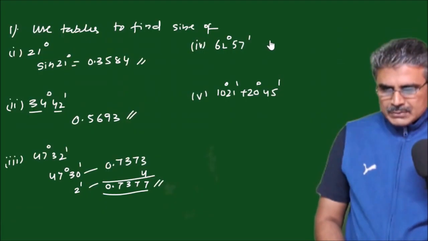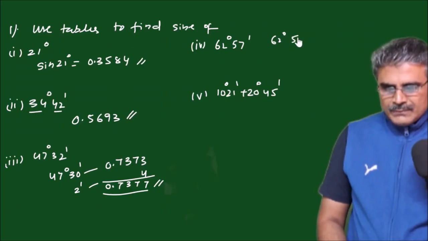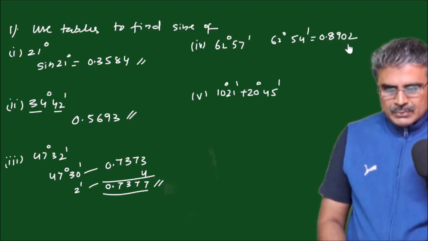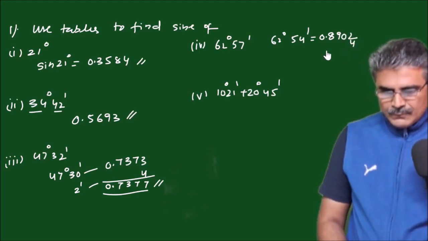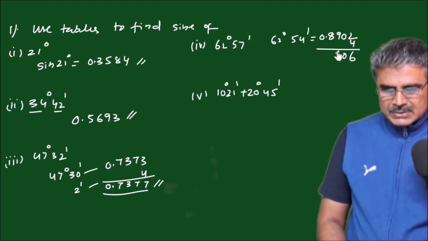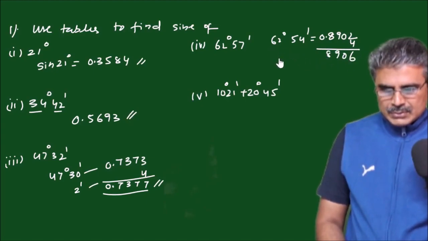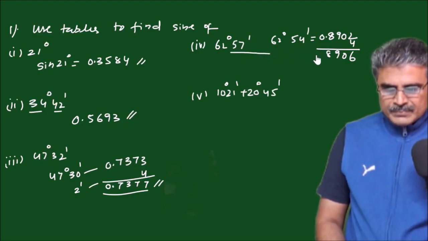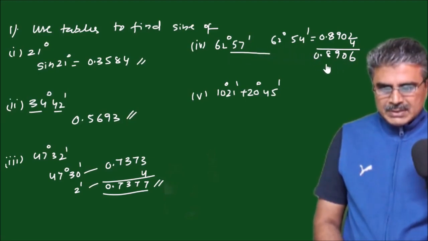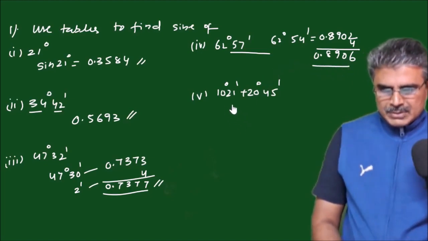8902 plus 4. So for 62 degrees 54 minutes we have 0.8902, and for that we are adding 4. So you will get 8906. So the total sine value of 62 degrees 57 minutes will be 0.8906.